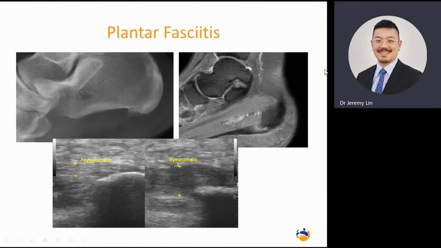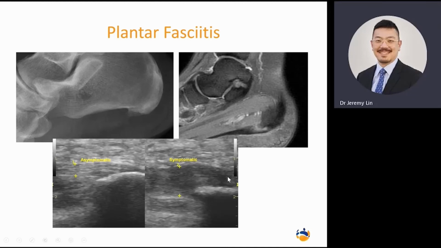So here are some imaging examples of plantar fasciitis. So on X-ray, really all we're seeing here is enthesopathic spurring. The plantar fascia itself is difficult to visualize. We're not seeing significant thickening. On MRI, you can see that same bone spur with expanded fascia, edema, and intrasubstance tears near the aponeurosis. And on ultrasound, we see an asymmetrically expanded plantar fascia with loss of normal fibrillar pattern.